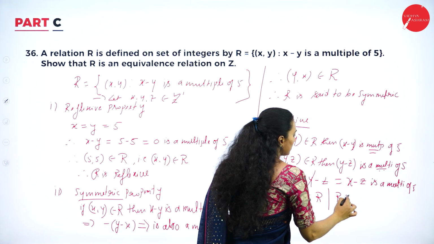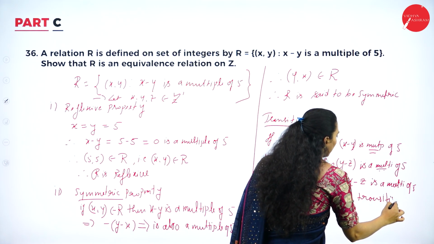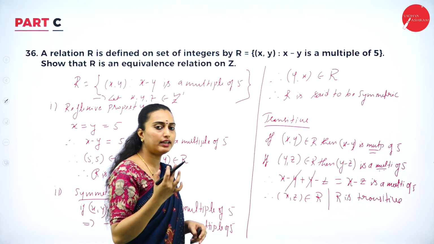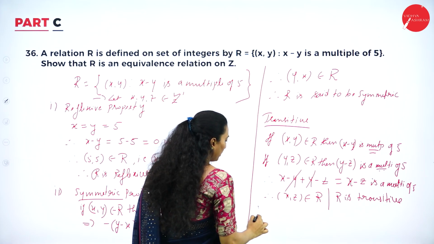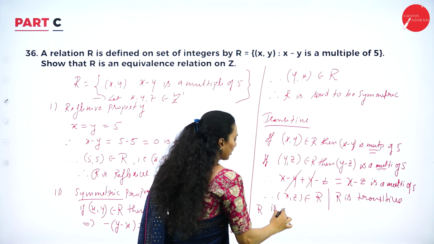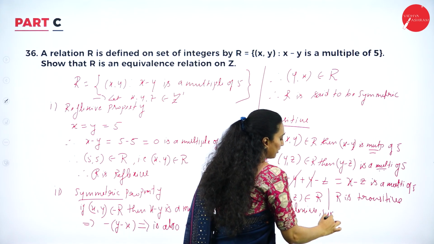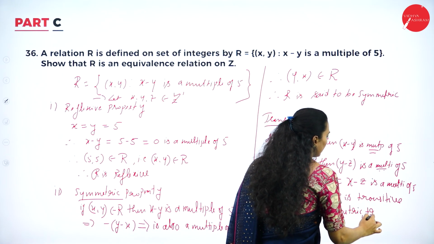Therefore, R is transitive. So R is reflexive, symmetric and transitive. Therefore, it is said to be an equivalence relation. That sentence is a must. So R is reflexive, symmetric, transitive.